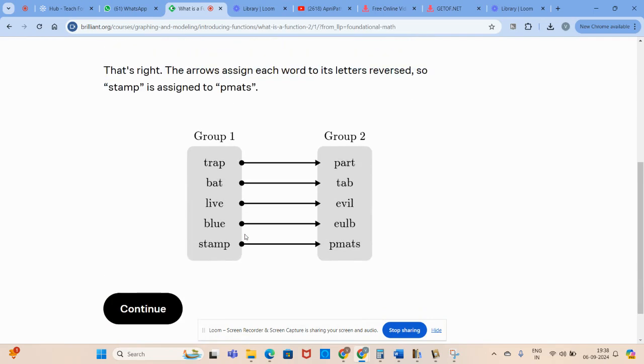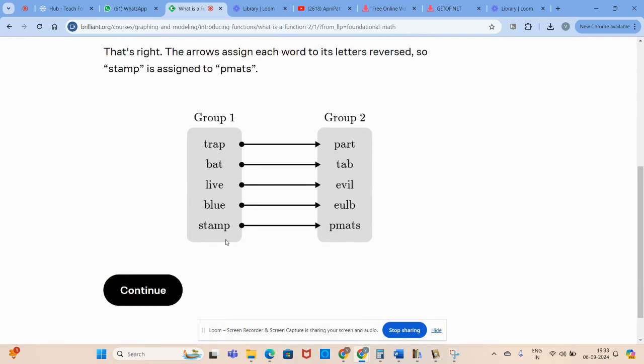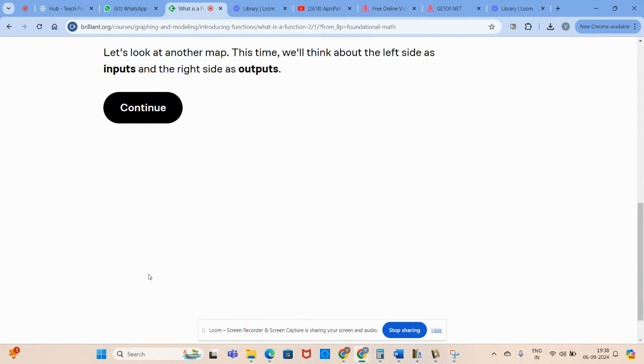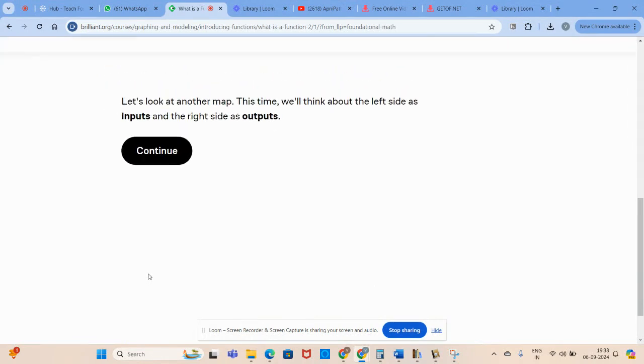So now you can see that I have included the word stamp here, which is linked to the word PMATS in the second group. Now let's look at another example. And this time we'll think about the left side as inputs and the right side as outputs.